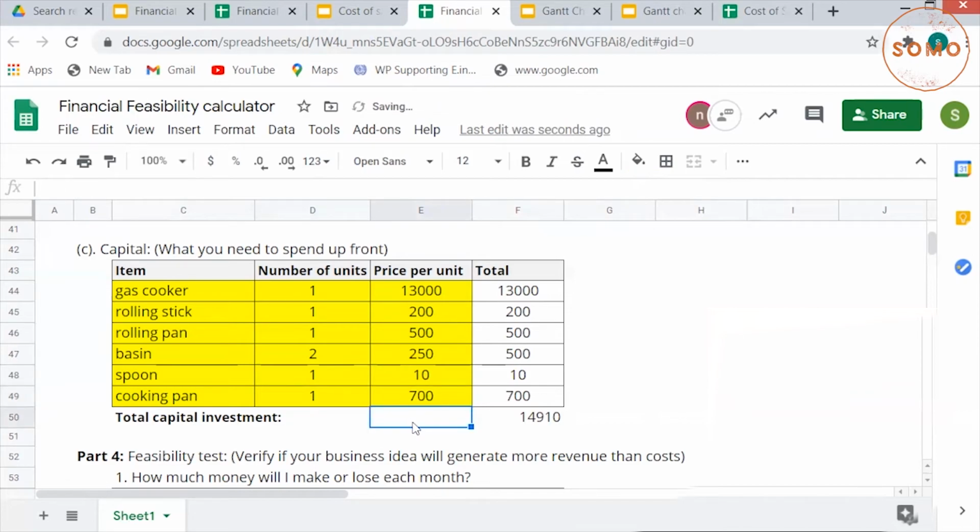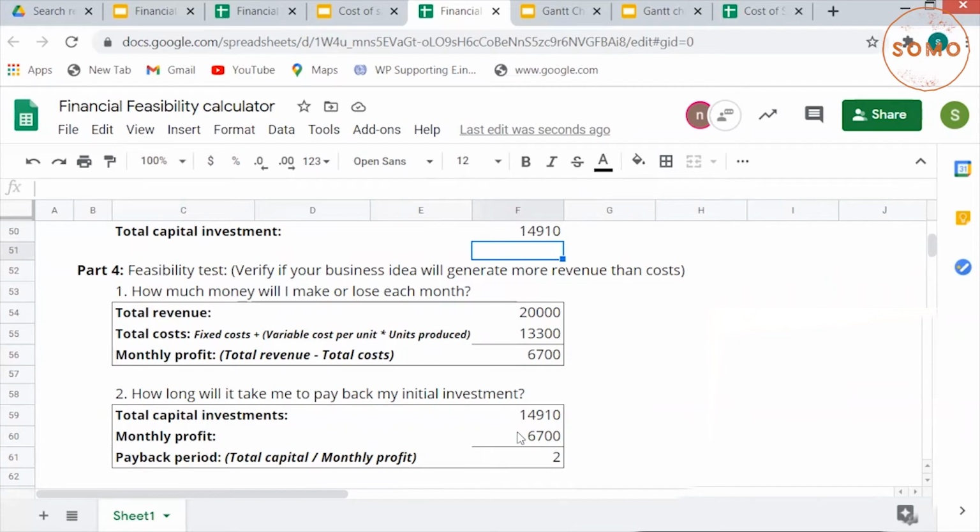Her total capital investment will therefore be 14,910 shillings. After filling in the expenses, we'll now be going to the last part, which is part 4, feasibility test. And feasibility test is all about determining if your business can generate more revenue than cost.